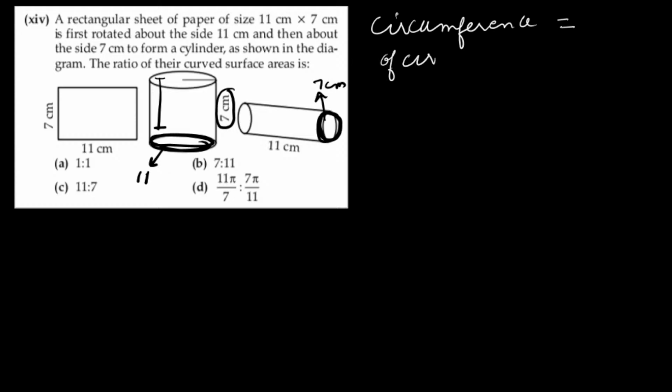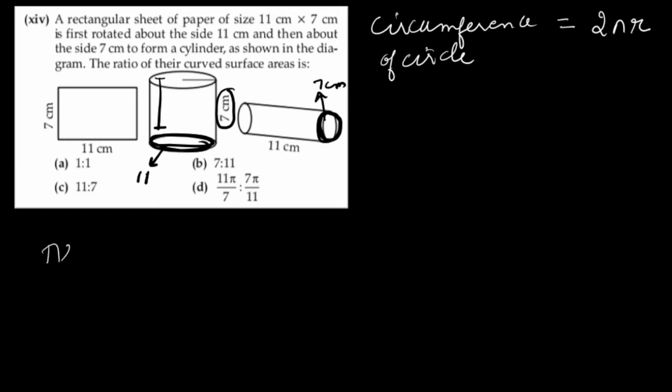Circumference of circle. What is the formula of circumference? Because rotation-wise I have explained here what will be the height and what will be the circumference. One of the sides will become the circumference, that means the boundary of the circle. So what's the formula? It's 2 pi r, not 2 pi r square, only 2 pi r. Circumference formula is only 2 pi r.